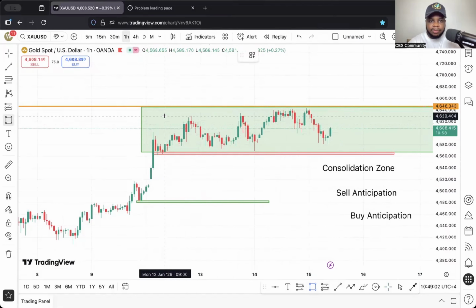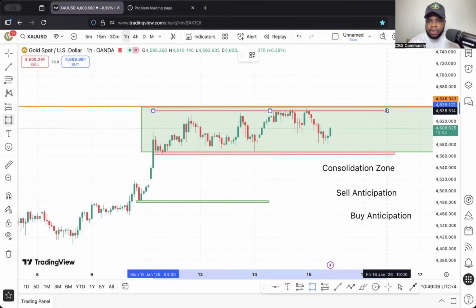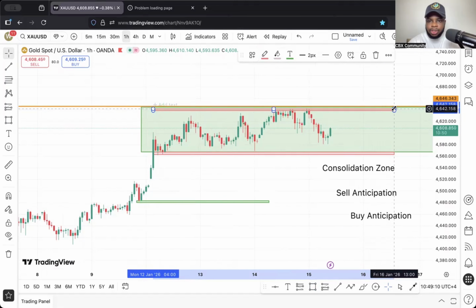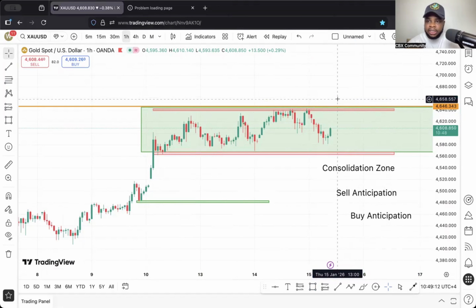So let's identify our resistance zone. We have a resistance zone over here. As you can see, the resistance zone is close to the wick of the recent month candle. Let me show you guys.